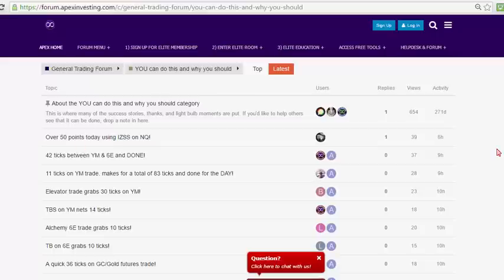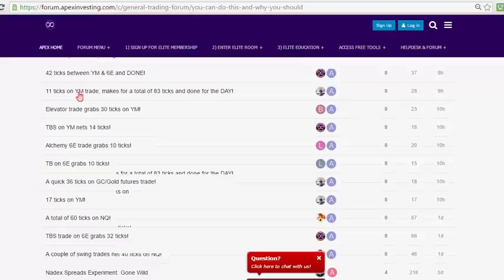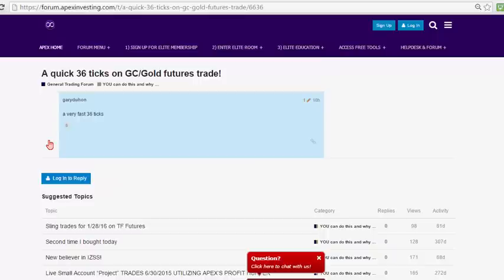I mean, just even from today, 9 hours ago, 10 hours ago, let's see here, 11 ticks on YM, an elevator trade for 30 ticks. On YM got 14 ticks. Alchemy 6E got 10 ticks. Got 36 ticks on gold. See what these traders are doing. See what systems they're using. Talk to them back and forth. Ask questions. Post charts.